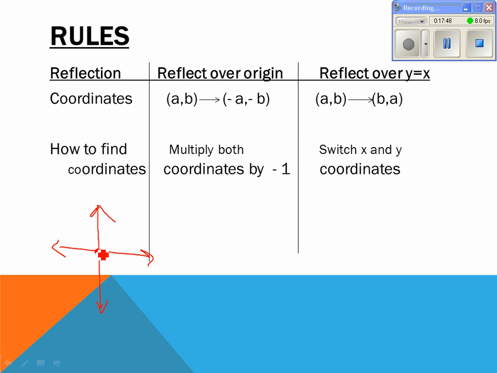The origin is right here. So what you're doing when you're reflecting over the origin, let's say we take this rectangle, and we want to reflect it over the origin, that point right there in the middle of the graph.